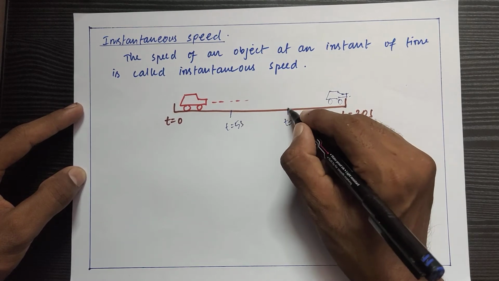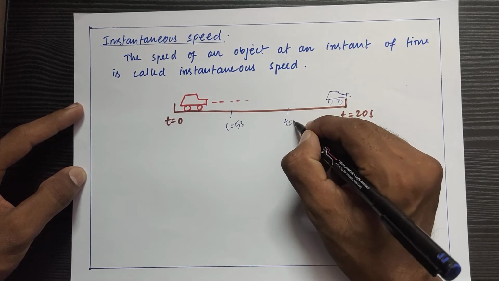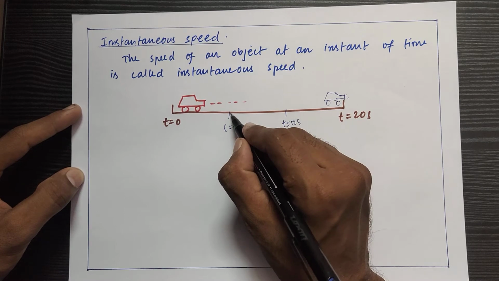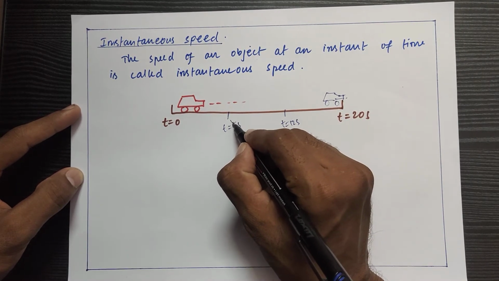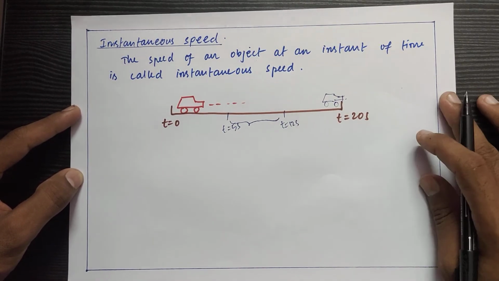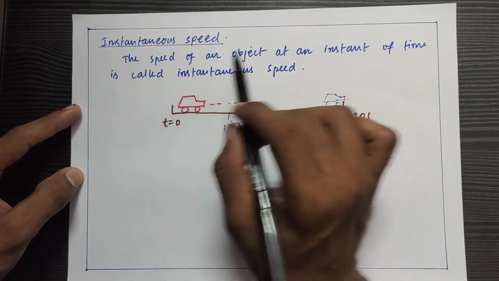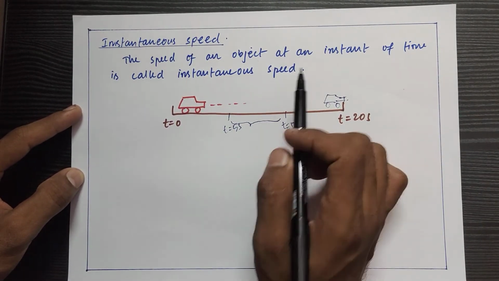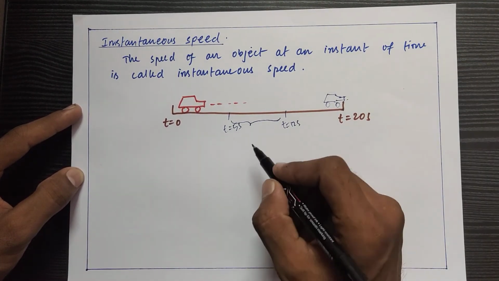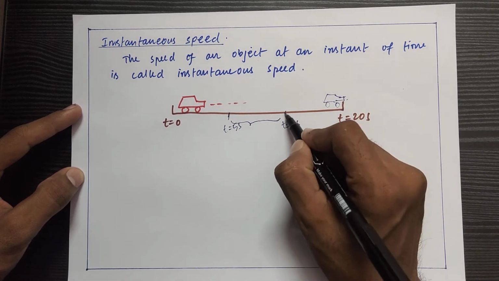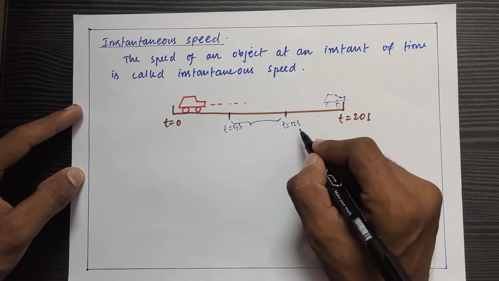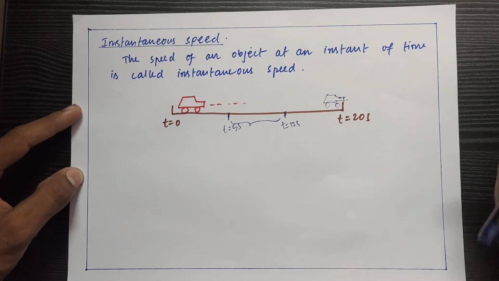Here, the car will be here at time t equal to 12 seconds. If you want to calculate the speed of the car at this particular instant, this speed is called instantaneous speed. Let me say it again. The speed of an object at an instant of time is called instantaneous speed, or speed at a particular instant of time. Here, the speed of the car at t equal to 5 seconds and at t equal to 12 seconds.